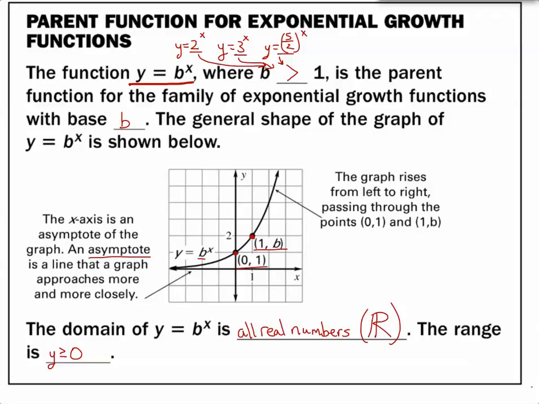I'm afraid, I'm sorry. Go back to the range. We need to fix it. It should actually be y is greater than 0 because, and this may have actually been good that I made that mistake, because the fact that the graph gets closer and closer, it never actually gets to 0. It's always more than 0. But it's actually all the numbers more than 0.